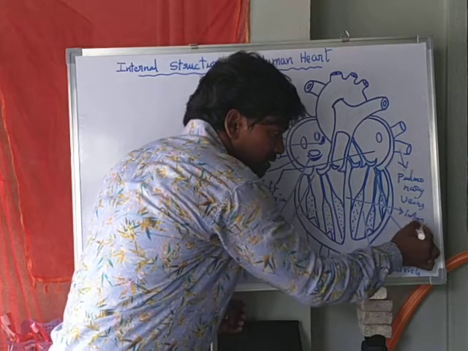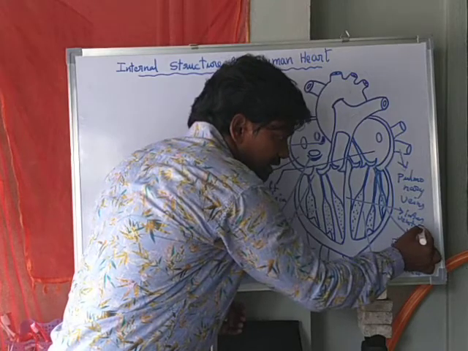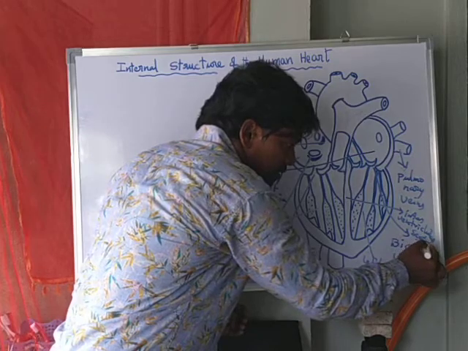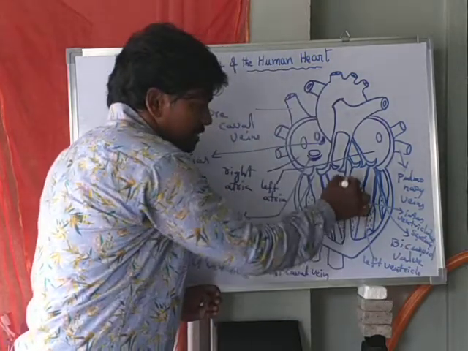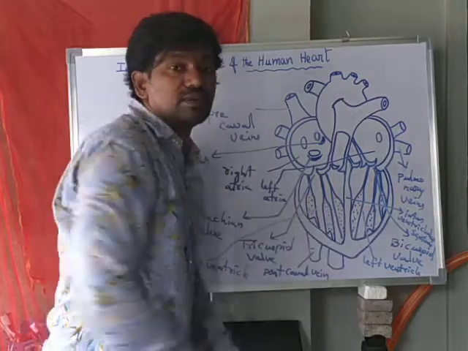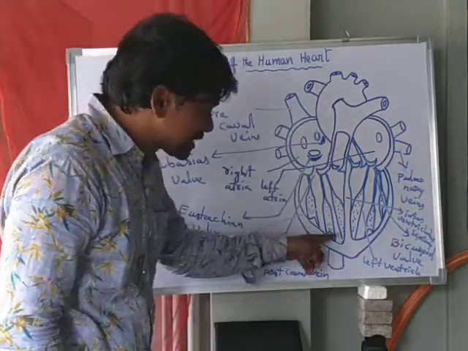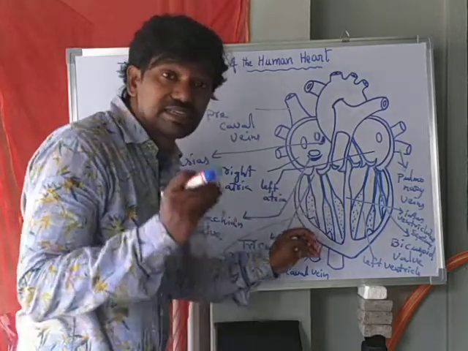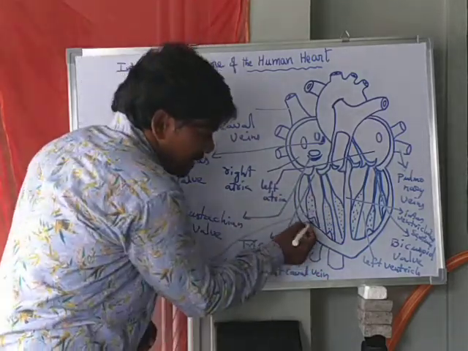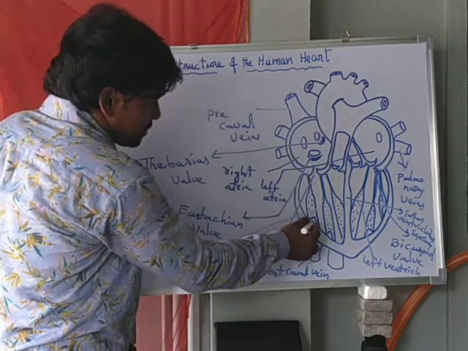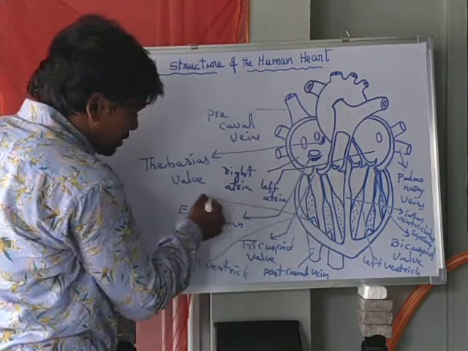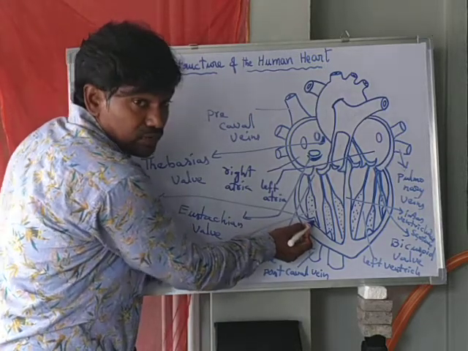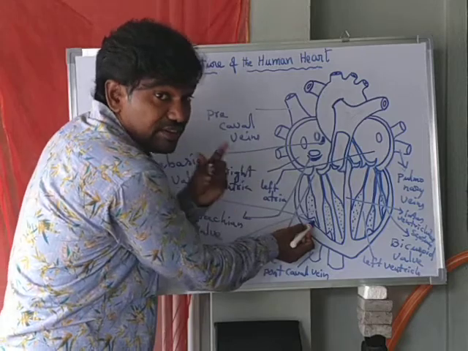So this is the interventricular septum, the septum between these two ventricles. The inner surface of the ventricle has some ridges. These are the ridges, which are formed by the wall of the ventricles.